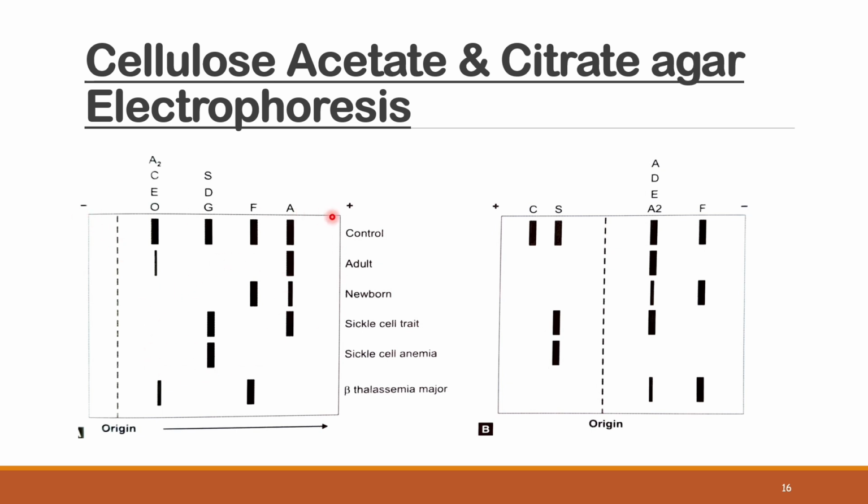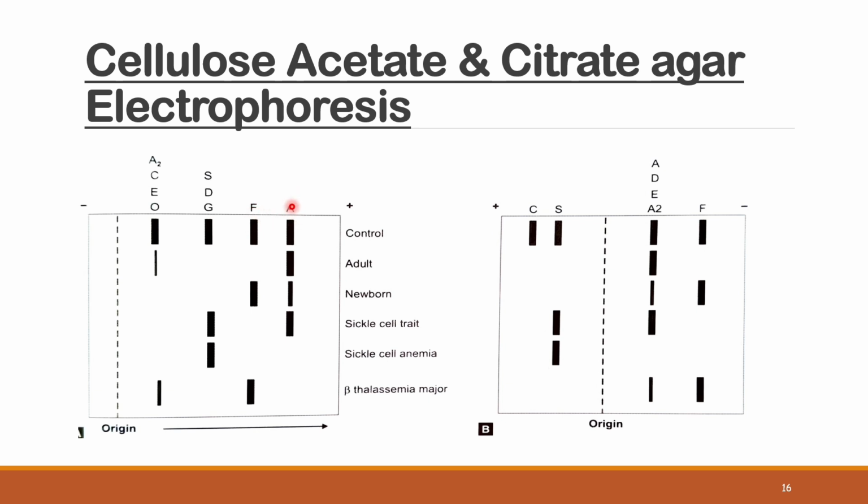This is the cellulose strip, which we put in a chamber, and surrounding it we have a Tris buffer. Now the two electrodes are placed, that is a cathode and anode, and the electric current is applied. Each hemoglobin has different amino acid constituents, right? That's why they have been given different names.